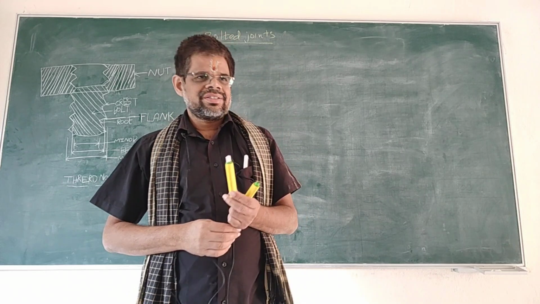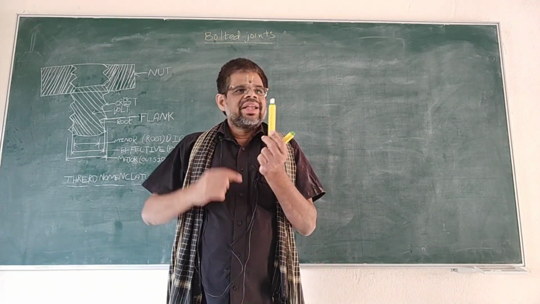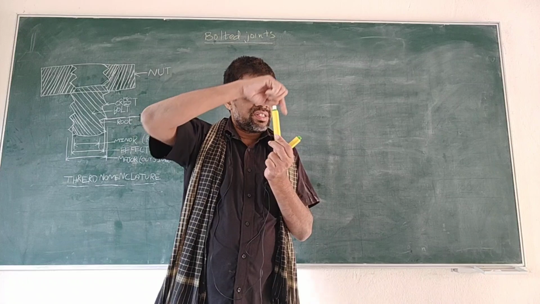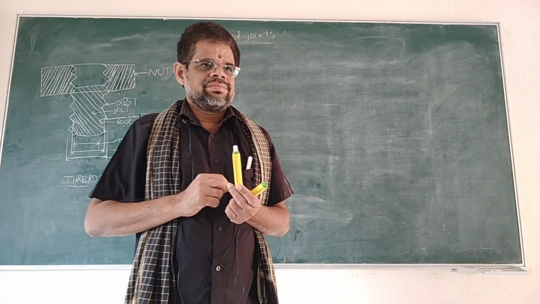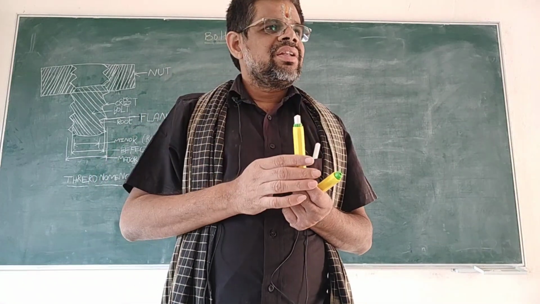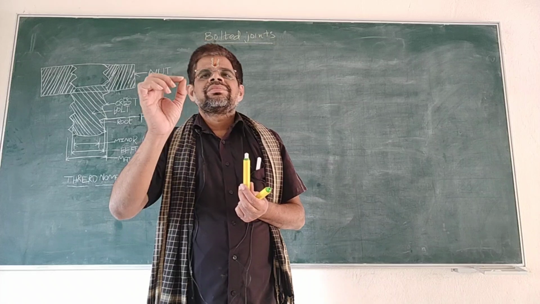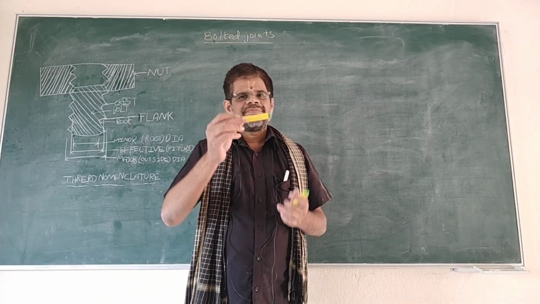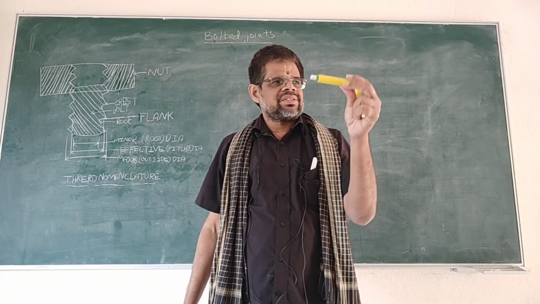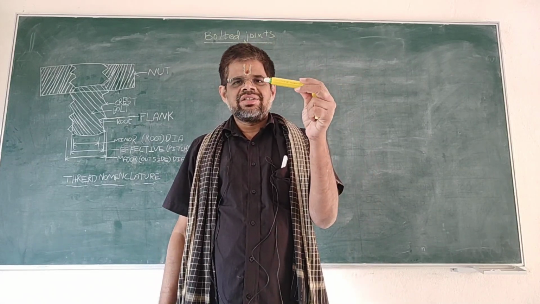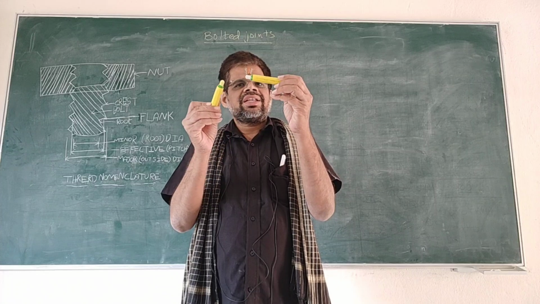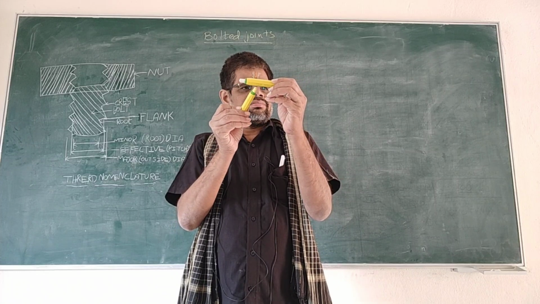So thread is nothing but a helical groove which is cut over the surface of the shank. You can do this thread cutting by using a lathe machine. In a lathe machine, the workpiece or the shank portion is held in the chuck, and then this is the cutter. Here the workpiece rotates and the cutter is moved like this.